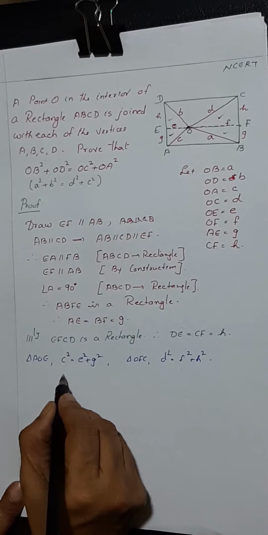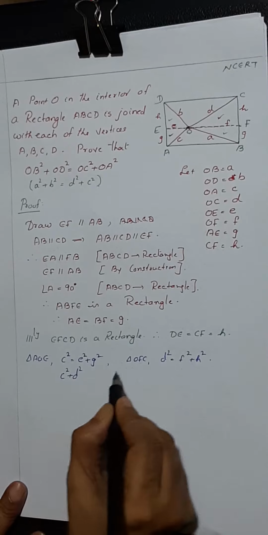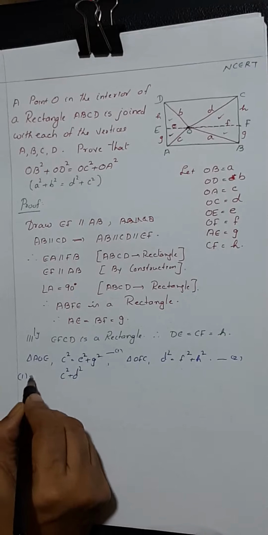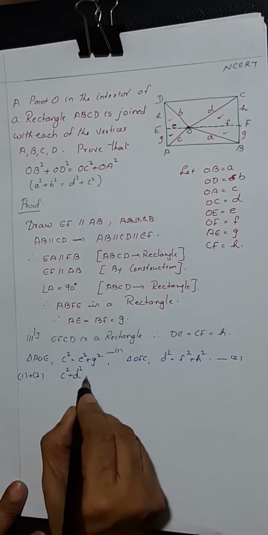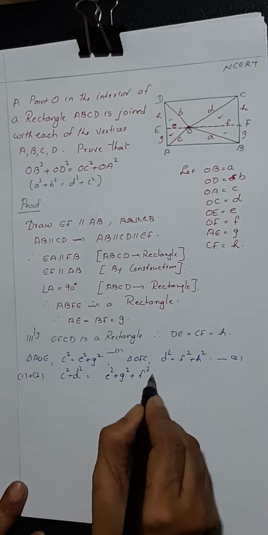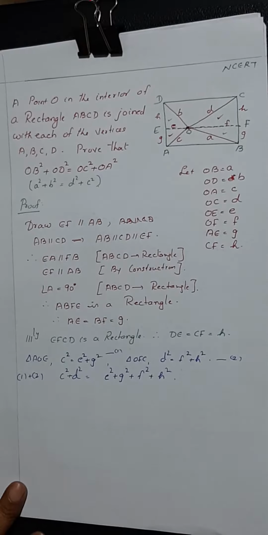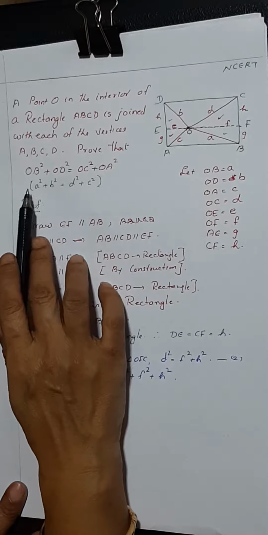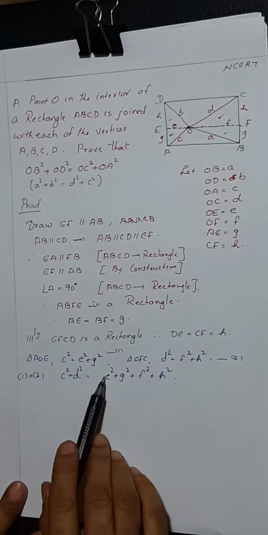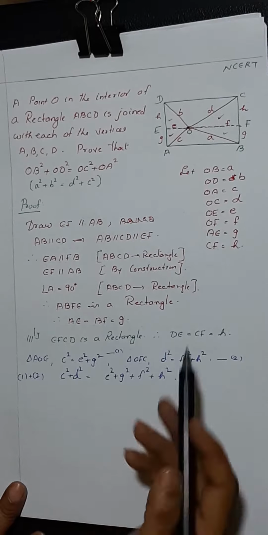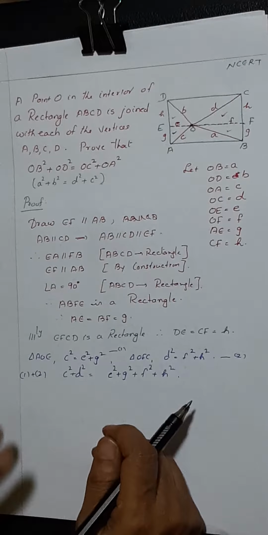Now we will add this, C squared plus D squared. This is 1 and 2. So 1 plus 2, C squared plus D squared is equal to E squared plus G squared plus F squared plus H squared. Now here if you see the answer, C squared plus D squared is equal to A squared plus B squared. Now we have all the other terms except A and B. Now we have to convert these in terms of A and B.